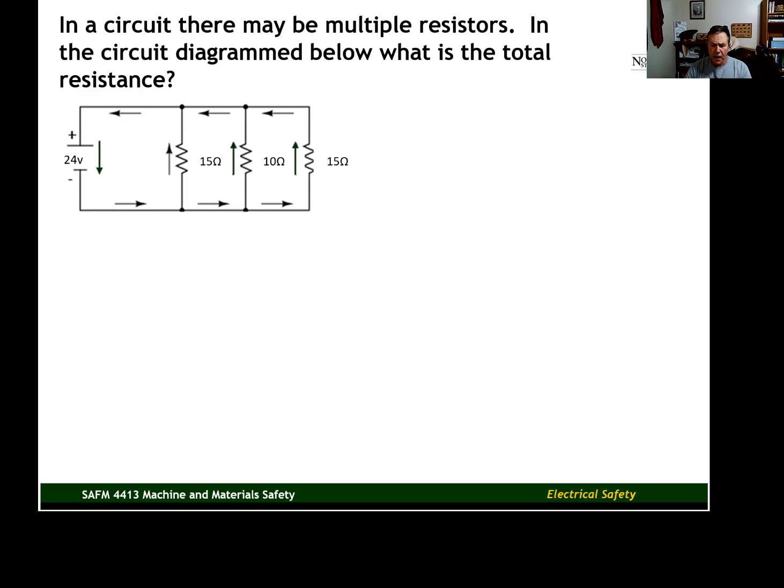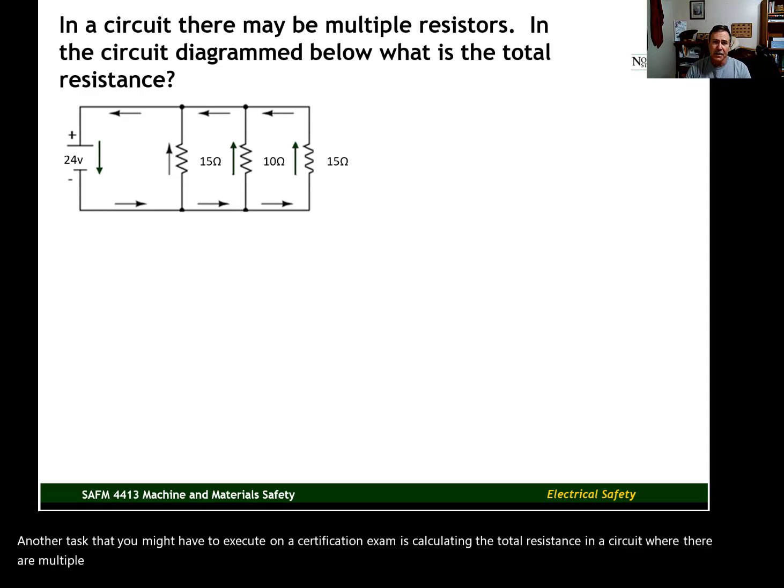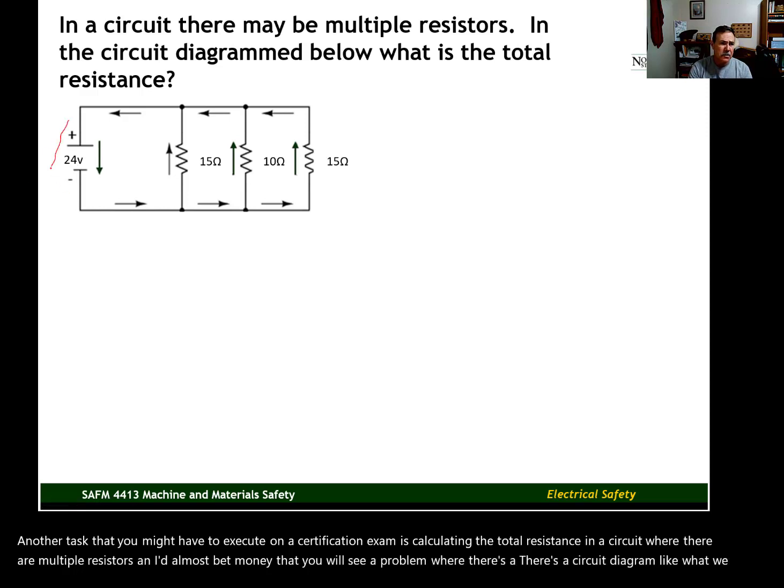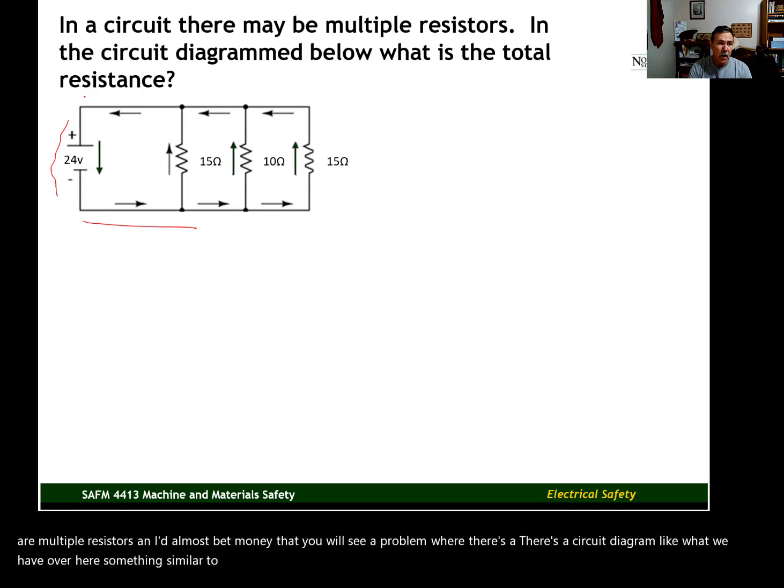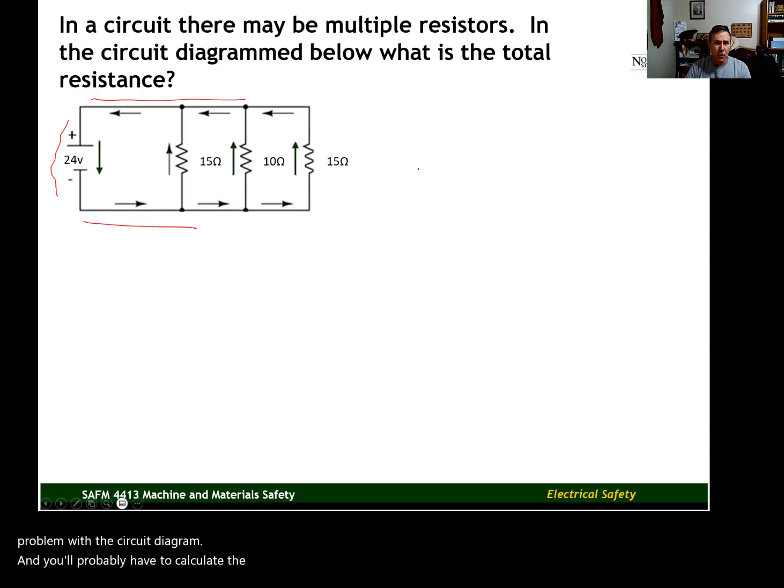Another task that you might have to execute on a certification exam is calculating the total resistance in a circuit where there are multiple resistors. And I'd almost bet money that you will see a problem where there's a circuit diagram like what we have over here. Something similar to this. It may even be a little more complicated than what we have here, but there will be a problem with the circuit diagram. And you'll probably have to calculate the total resistance based upon the information in the circuit diagram.